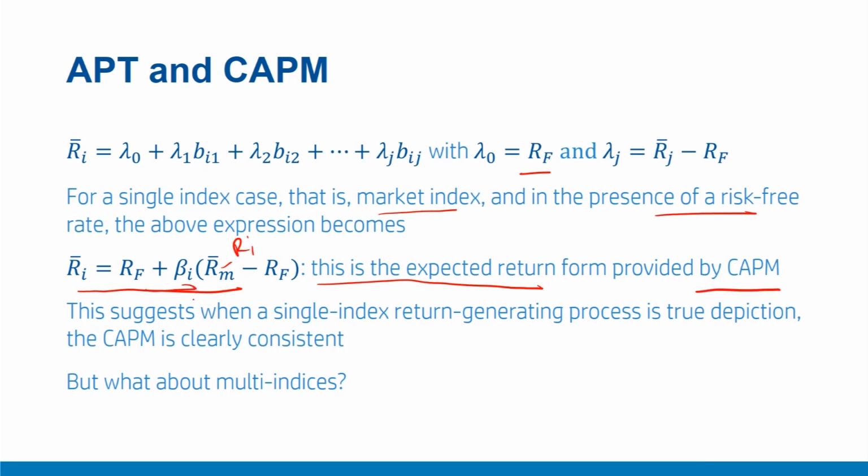This derived APT equation suggests that when the single index return generating process is the true depiction of APT, CAPM is indeed consistent with APT. But what about multi-index forms? In the next video, we'll talk about the multi-index case, whether APT is consistent with CAPM or not. To summarize, in this video, we discussed that if the single index model, which is the market model, is there, CAPM and APT are not necessarily inconsistent.